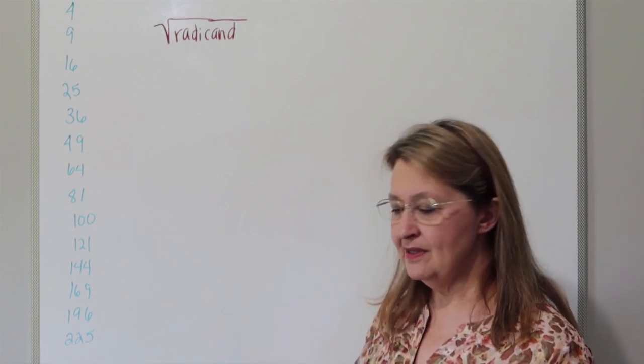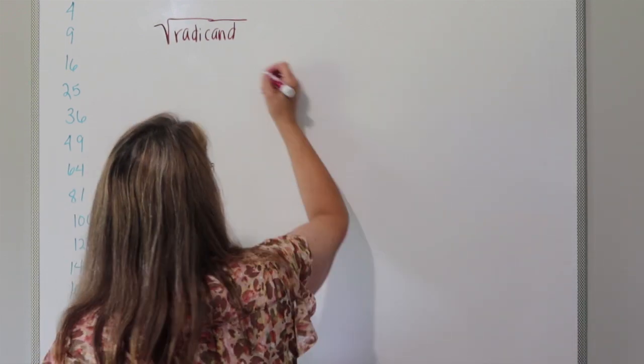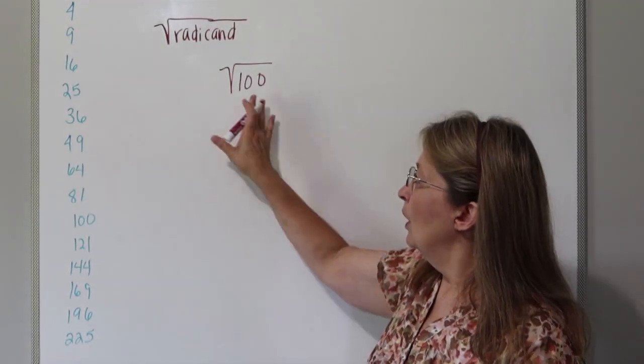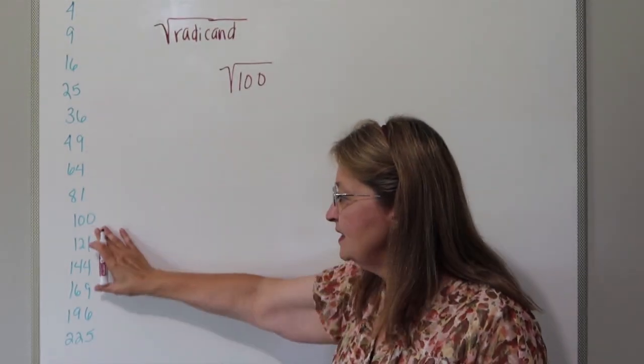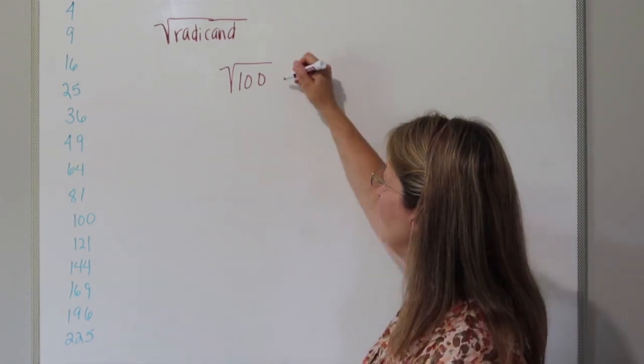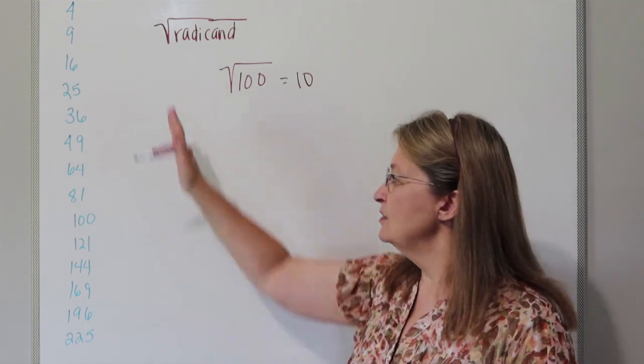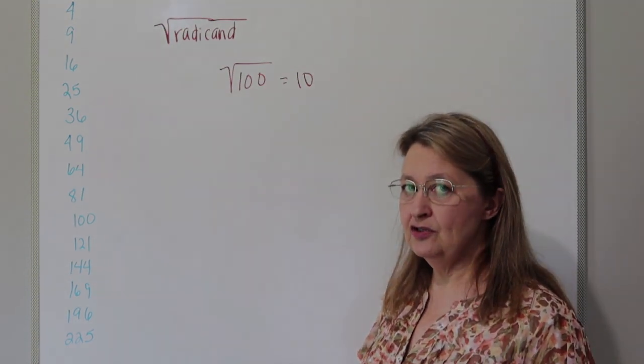So let's just look at some examples. Let's take the square root of 100. Well, this is a perfect square. It's in my list. So what is the number that when you multiply it times itself, you get 100? Okay? So knowing your perfect squares is going to be essential here.